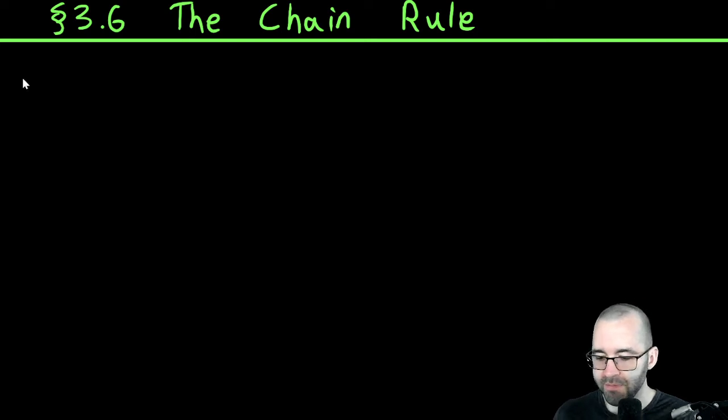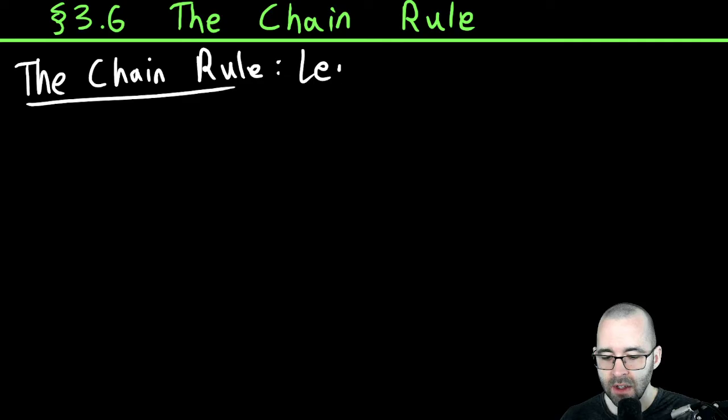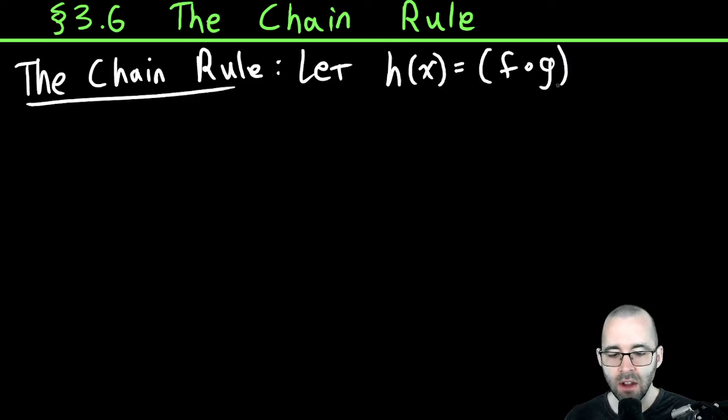All right, so here it is, the chain rule. And there's two ways that we're going to be using the chain rule here. We're going to do them side by side. So let h of x be f of g of x. We have function composition here.